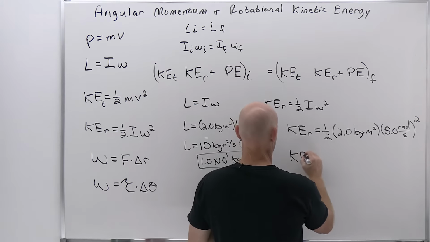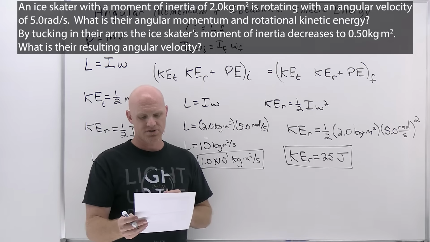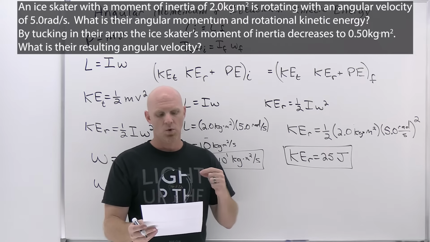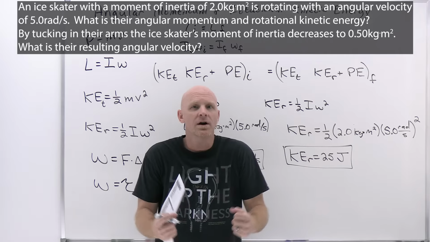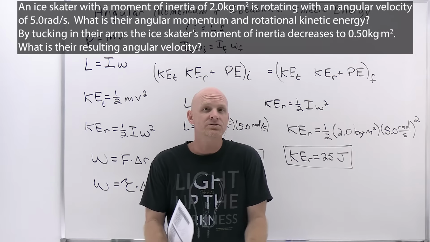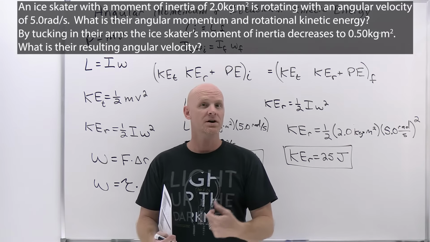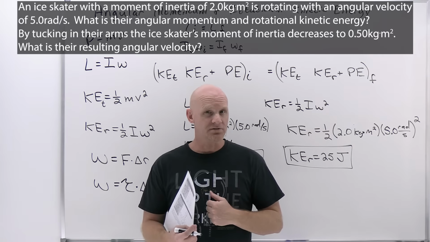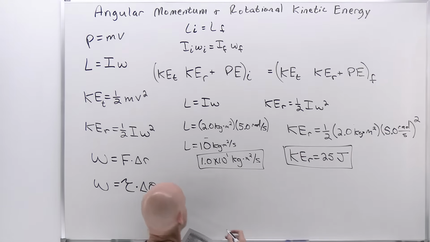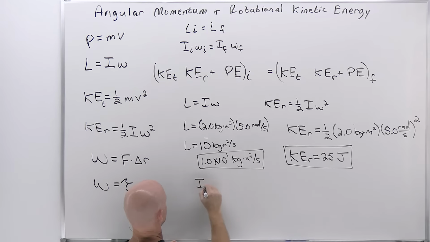Second half of the problem says, by tucking in their arms, the ice skater's moment of inertia decreases to 0.50 kilogram meter squared. What is their resulting angular velocity? So we hinted at this in the last lesson. When an ice skater tucks in their arms and legs, they're pulling more of their mass closer to the axis of rotation. That lowers their moment of inertia, which increases their angular velocity because of the conservation of momentum here. And so in this case, with that conservation of momentum, again, I initial omega initial equals I final omega final.